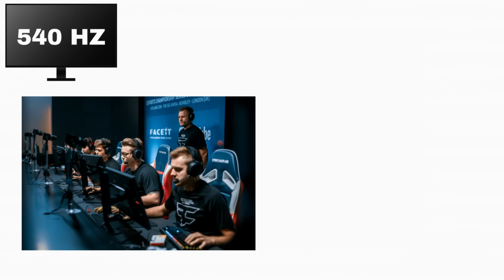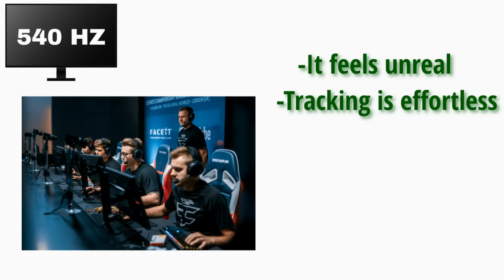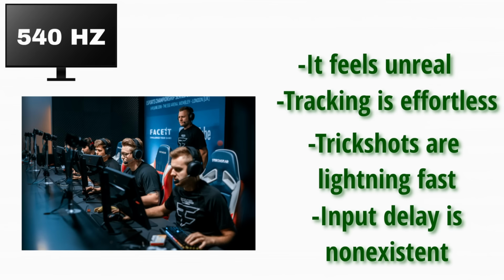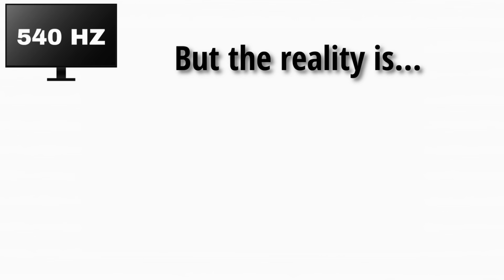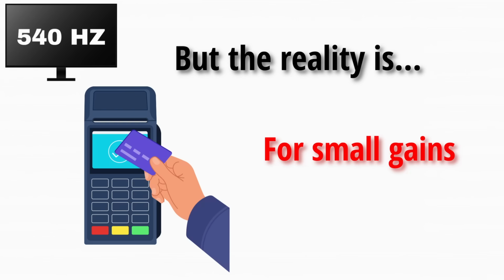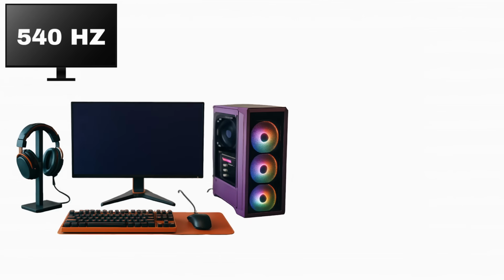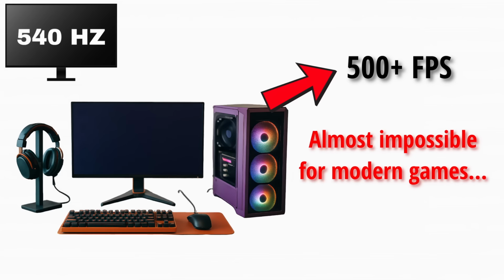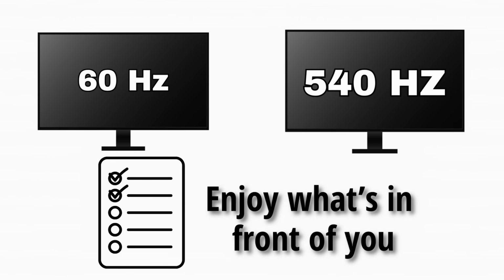Professional players say it feels unreal, and tracking feels effortless. Flick shots are lightning fast, and input delay is almost non-existent. But the reality is, you're paying for marginal gains. Your system needs to push 500 plus FPS to actually use that refresh rate, which is nearly impossible in most modern games. Whether you're using a grandpa 60 hertz or a lightning fast 540 hertz screen, the goal is the same: to enjoy what's in front of you.